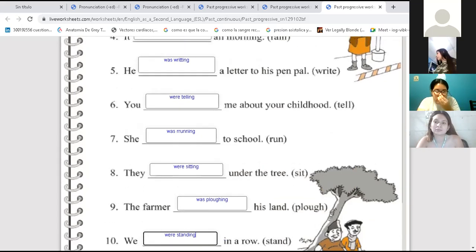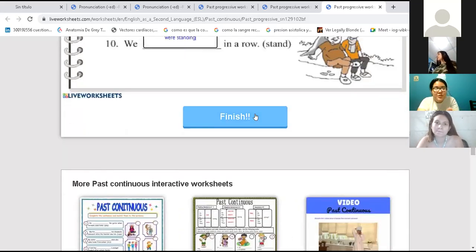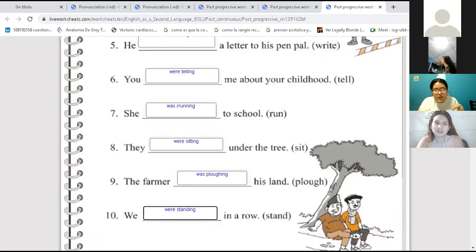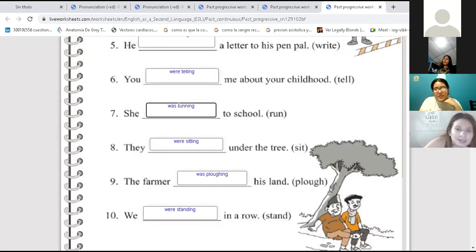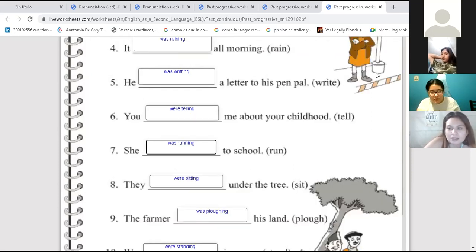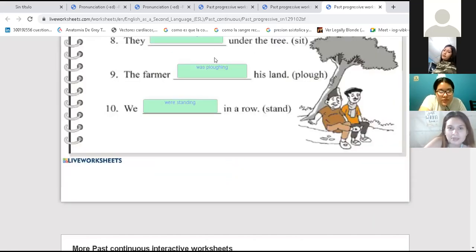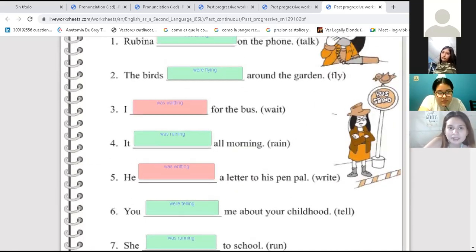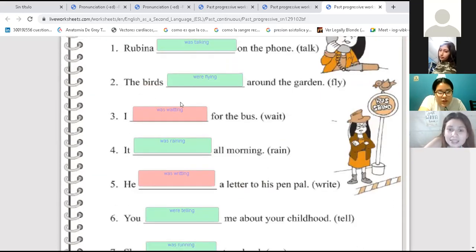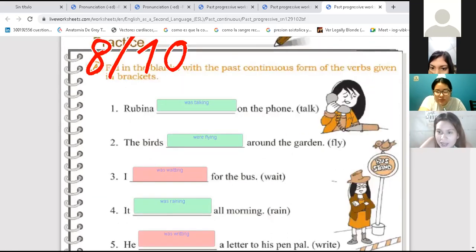All right, let's see. Number seven. Yes, running, double R. Running. Thank you. And raining, it's okay, raining, I guess. Yeah, Carol. Waiting is only with one T, and writing is only with one T.